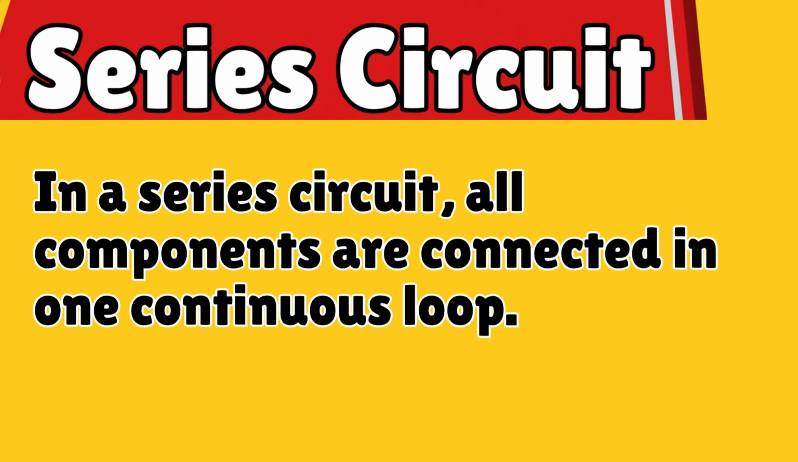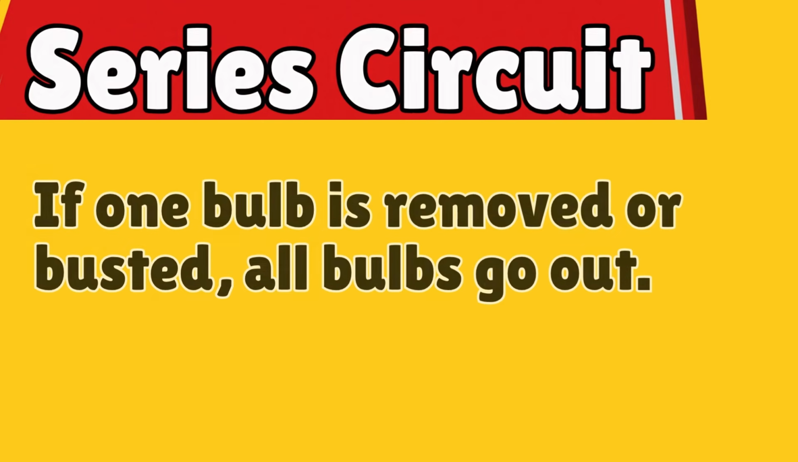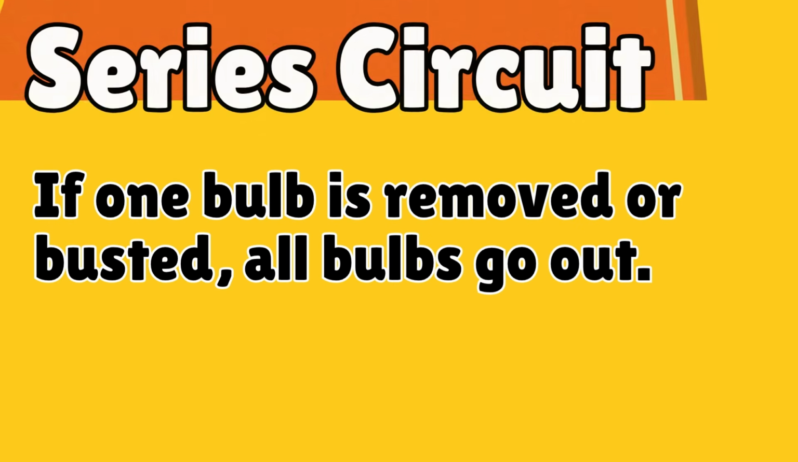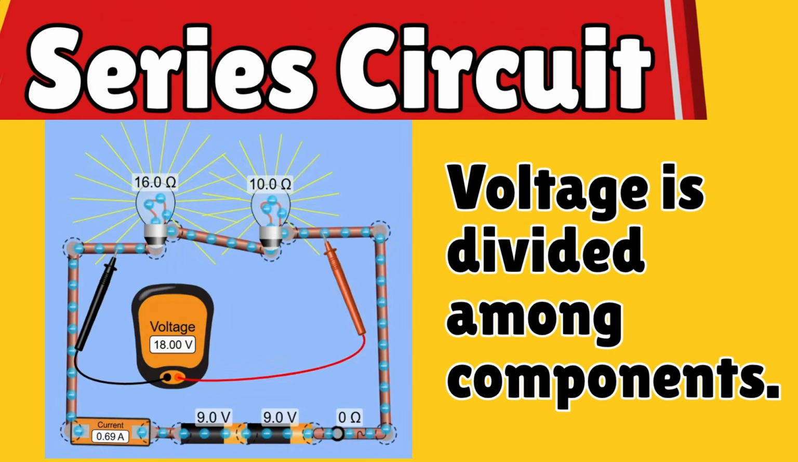And now from our activity, we learned that first is series connection. In a series circuit, all components are connected in one continuous loop. If one bulb is removed or busted, all bulbs go out. And for series circuit, the voltage is divided among components. As you look at our video, we have a voltmeter and ammeter that measures the current. As you point the voltmeter to different locations in the circuit, it registers different measures.